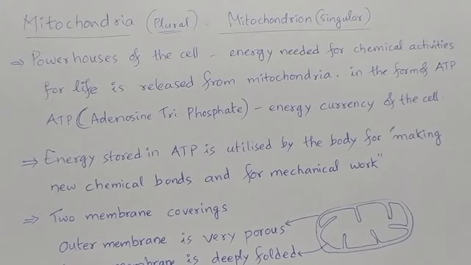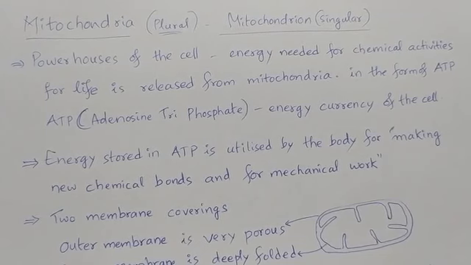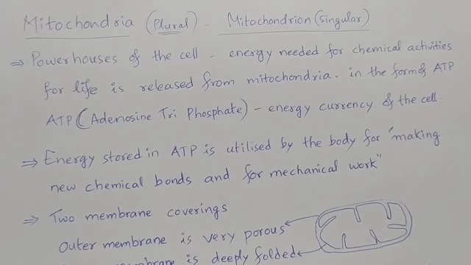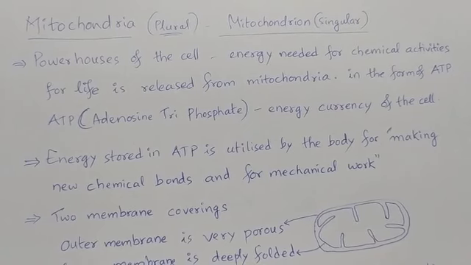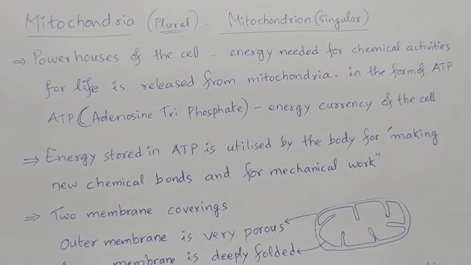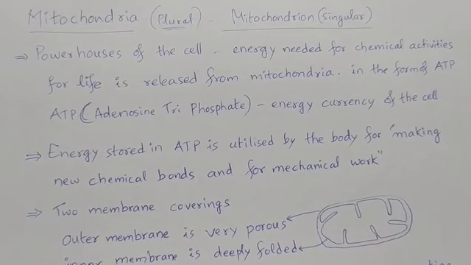Whenever energy is needed for chemical activities, the terminal phosphate is broken down and the energy is released from the ATP. The energy stored in ATP is utilized by the body for making new chemical bonds and for mechanical work. Mitochondria have two membrane coverings, not one membrane covering. They have two membrane coverings.